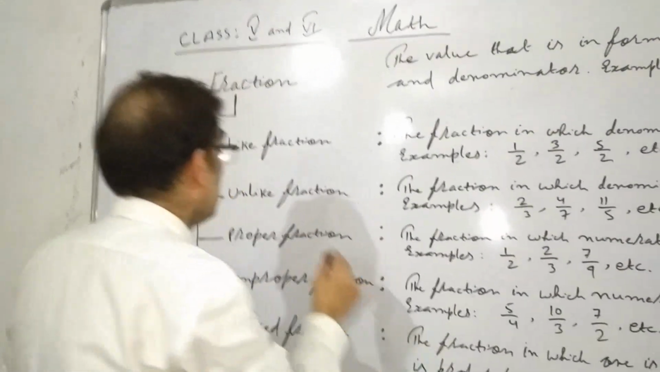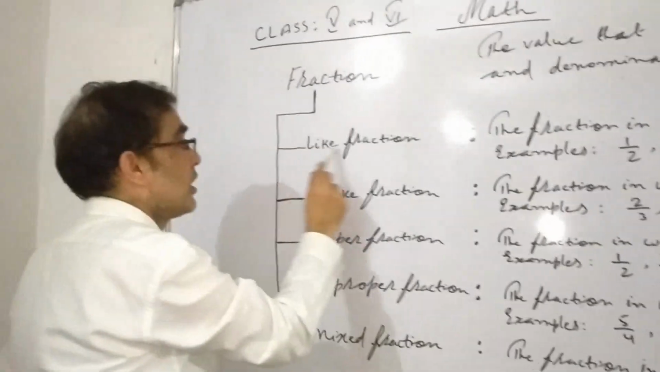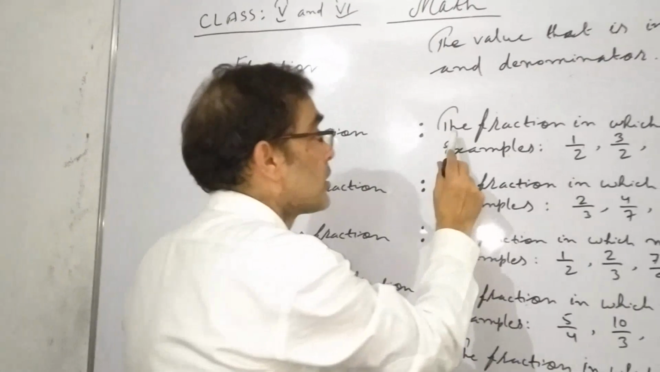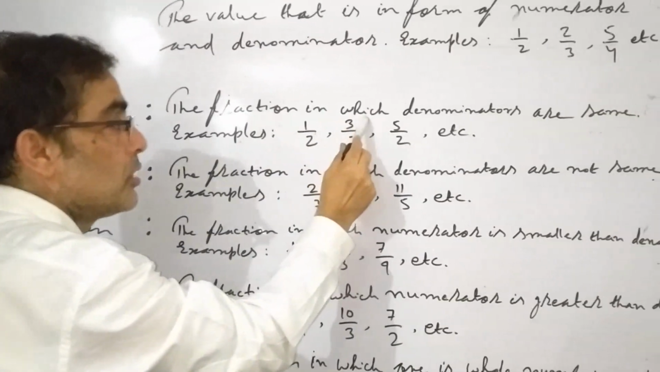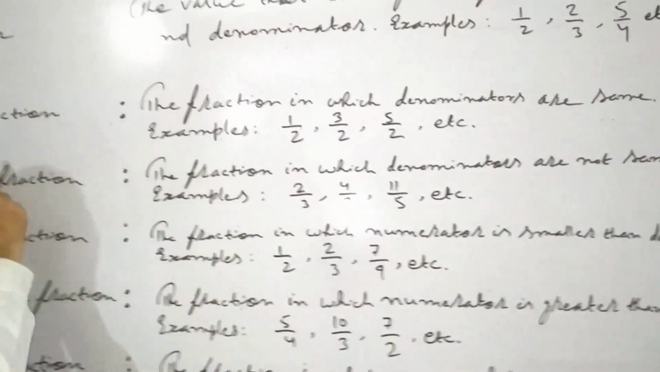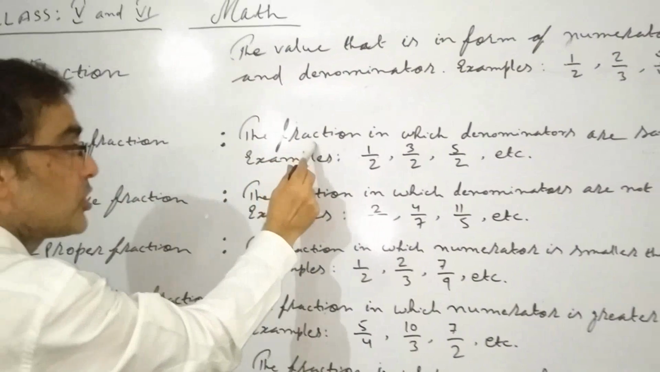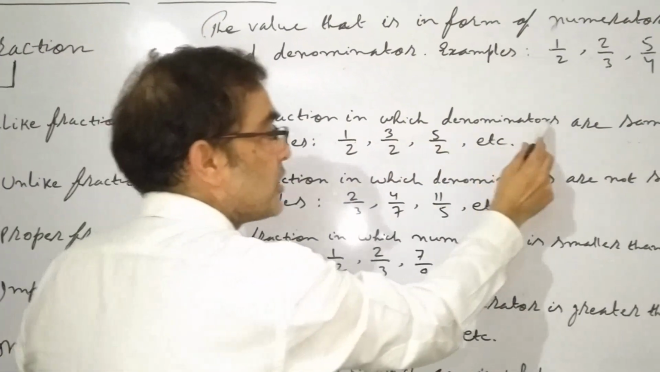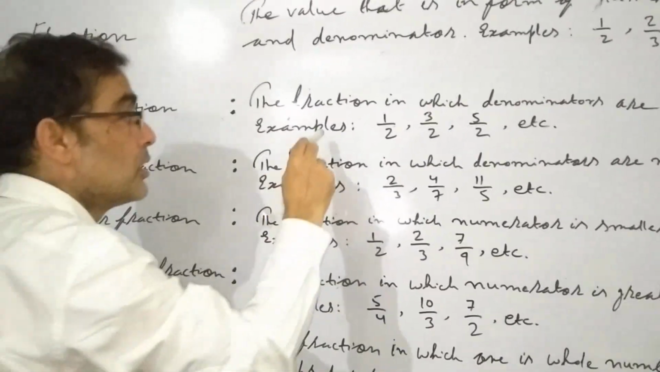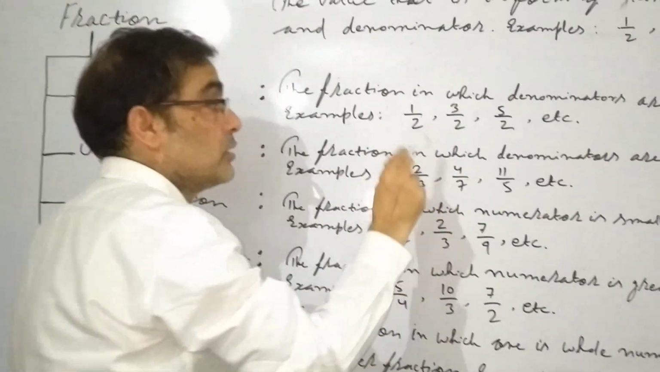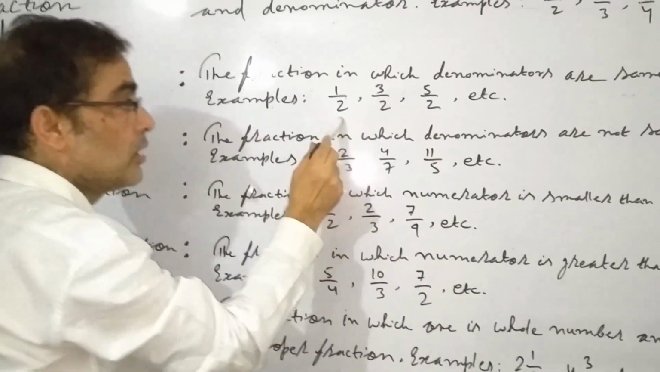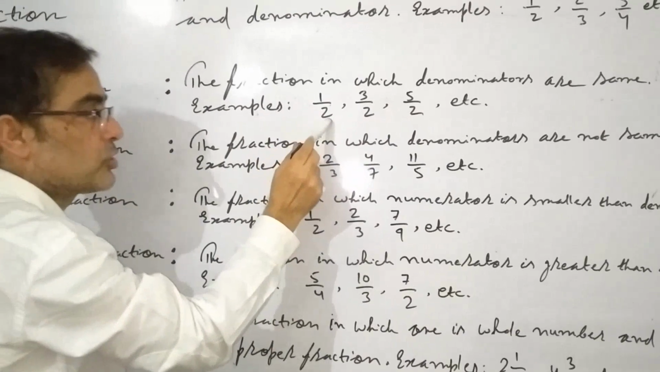And now let us know about like fractions. What is a like fraction? You have to know. The fraction in which denominators are the same is called a like fraction. I mean, in like fractions, denominators are the same.